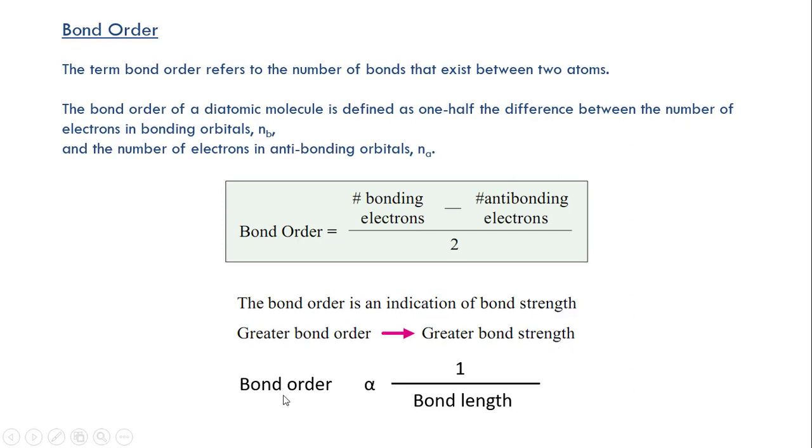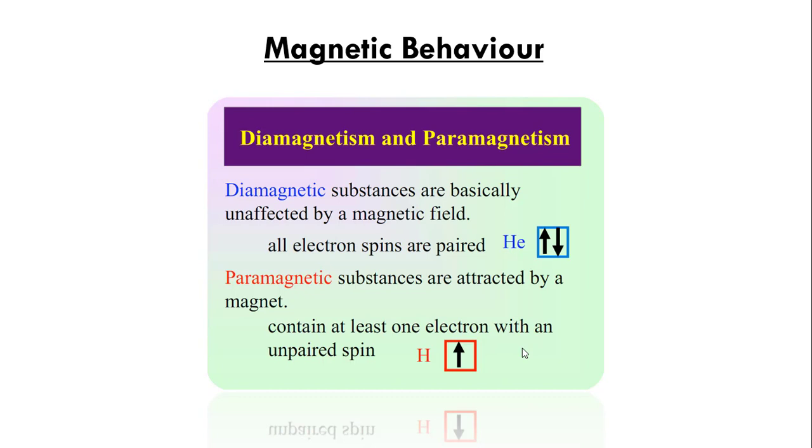So bond order is always inversely proportional to the bond length, and bond order is also inversely proportional to the energy. Why? Because it has high strength and low energy. Whenever the bond order is greater, it has greater bond strength and less energy, because it gets stable. It gets stability. Right? So that is the reason bond order is always inversely proportional to the bond length.